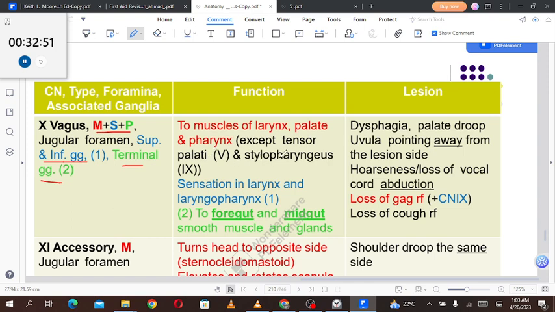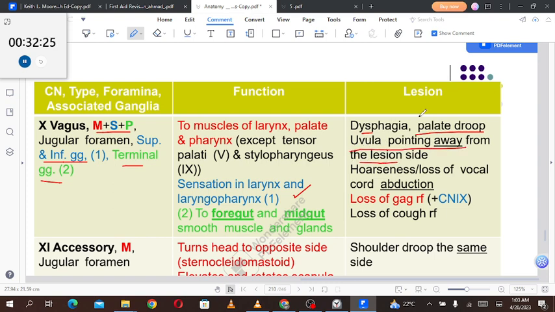and stylopharyngeus. I guess tensor palatini, I don't know what gives supply to that one, but the stylopharyngeus is supplied by the glossopharyngeal nerve. It also provides sensation in the larynx and laryngopharynx, and the parasympathetic supply will be given to the foregut and midgut, smooth muscle and glands. Okay, the lesion will result in dysphagia, palatal droop. Okay, uvula pointing away from the side of lesion.